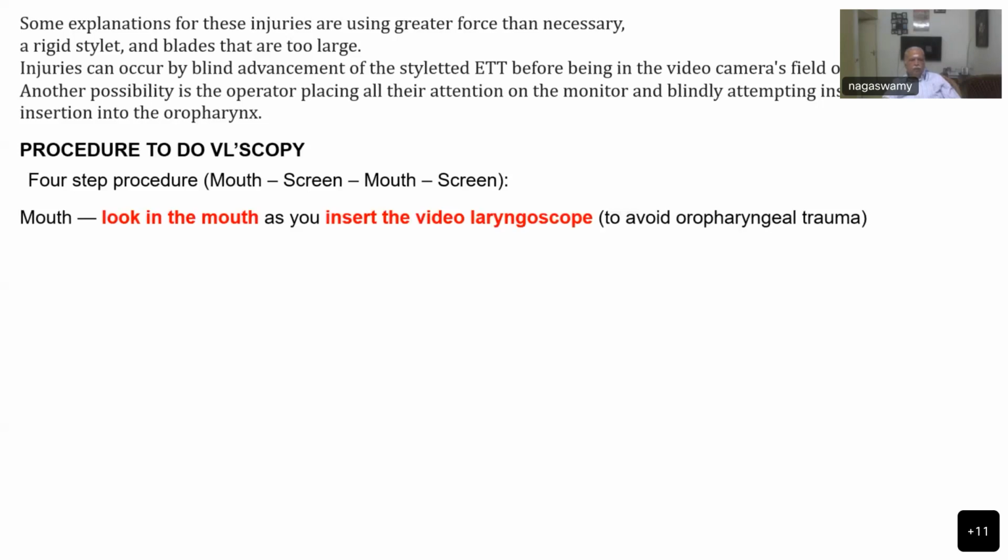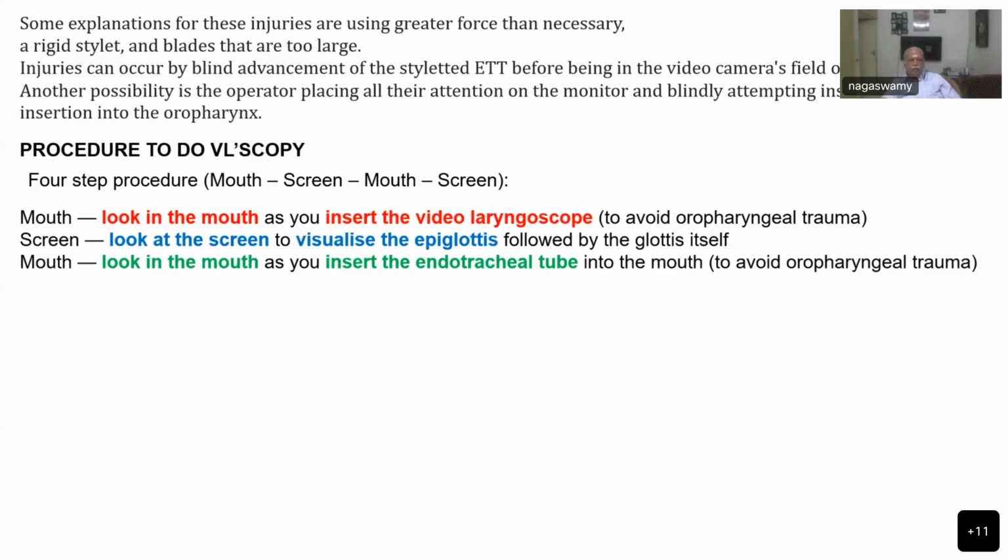First step is to look into the mouth as you insert the video laryngoscope to avoid oropharyngeal trauma. Second, immediately after gently introducing the video laryngoscope to some distance, shift your head and look at the screen to visualize whether you are seeing the epiglottis. That is the first structure you have to identify. Then again look into the mouth. After you visualize the epiglottis on the monitor or the screen, look into the mouth as you insert the endotracheal tube into the mouth to avoid oropharyngeal trauma.